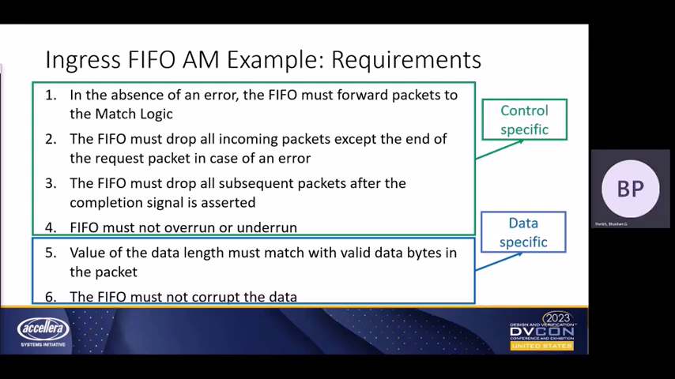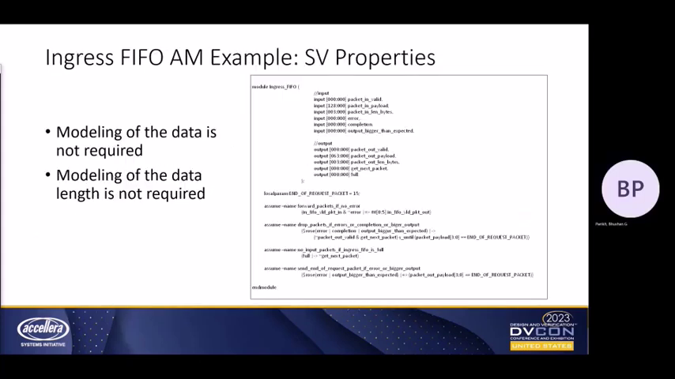Now, if we take a closer look at these requirements, then the first 4 requirements are control specific, while the last 2 requirements are data specific. Hence, while developing the architectural model for the ingress FIFO, we should only develop the SystemVerilog assume properties for the first 4 requirements. Modeling of data-dependent requirements, meaning requirement number 5 and requirement number 6, is not necessary.